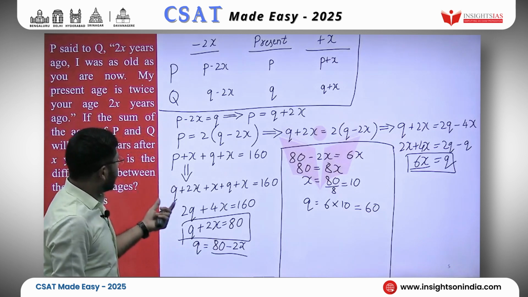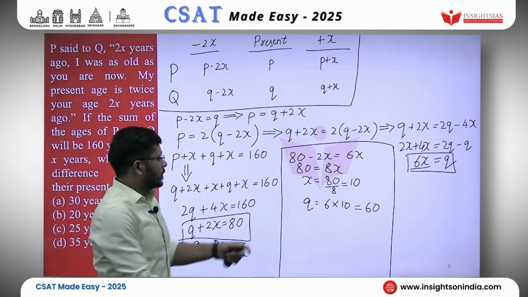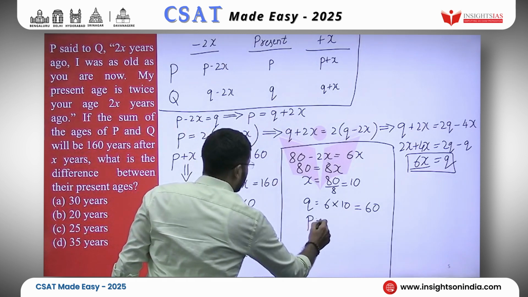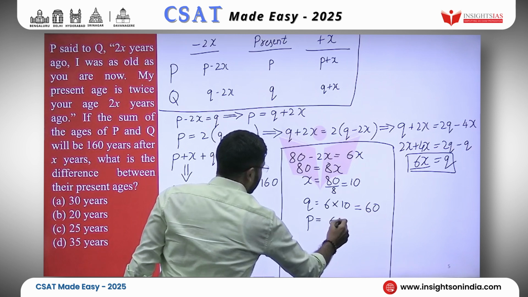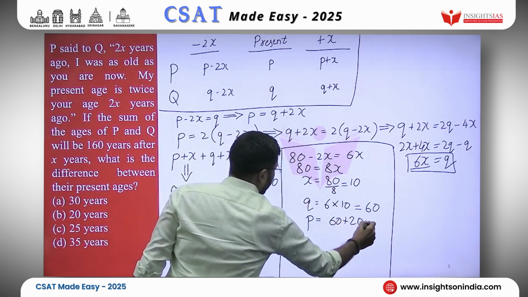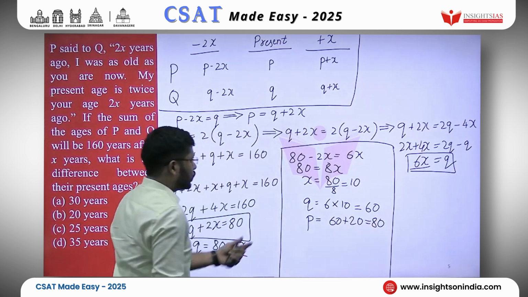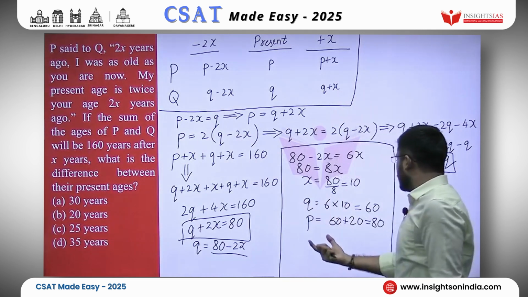Now I will get the value of P using this equation. P's value is Q plus 2x, right? Q is 60 and 2 into x, that is 2 into 10, that is 20. So that would be 80. So Q is 60 and P is 80. These are the percentages of P and Q.